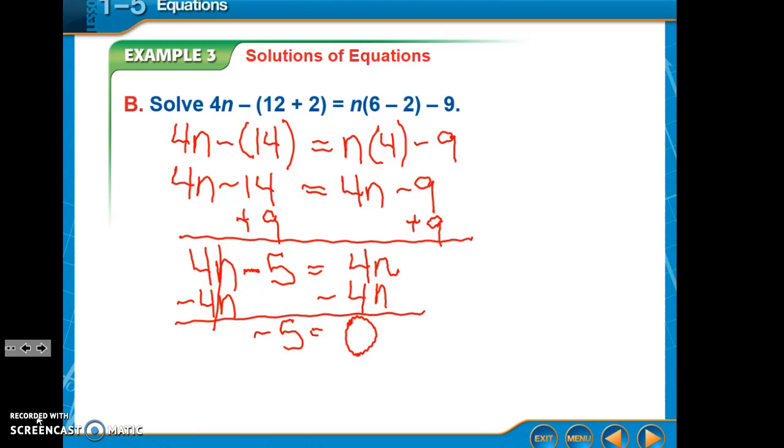No. So what happens is this equation, there is no solution. There is no one number that will make this side equal to this side. So if you get two numbers that are definitely not equal to each other, then there's no solution. That's pretty exciting, right?